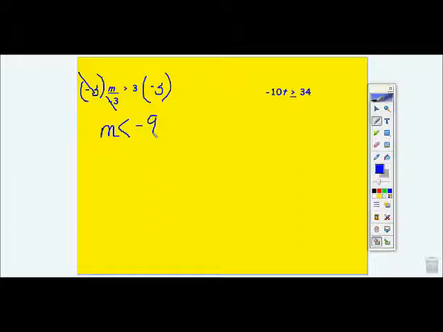Now in the next one, we start out with multiplication, so I'm going to divide. To get rid of that coefficient, I'm going to divide by negative 10 on both sides. Negative 10 over negative 10 gives me a positive 1, which is t. I'm going to reverse that sign, so it's going to be less than or equal to. And then 34 divided by negative 10 gives me negative 3.4.